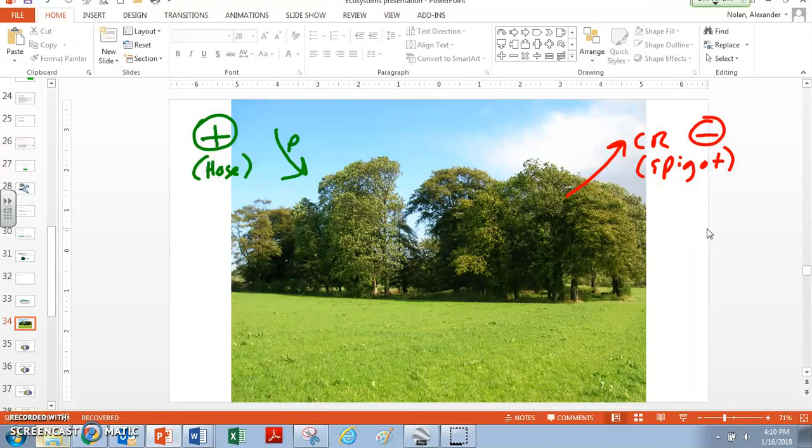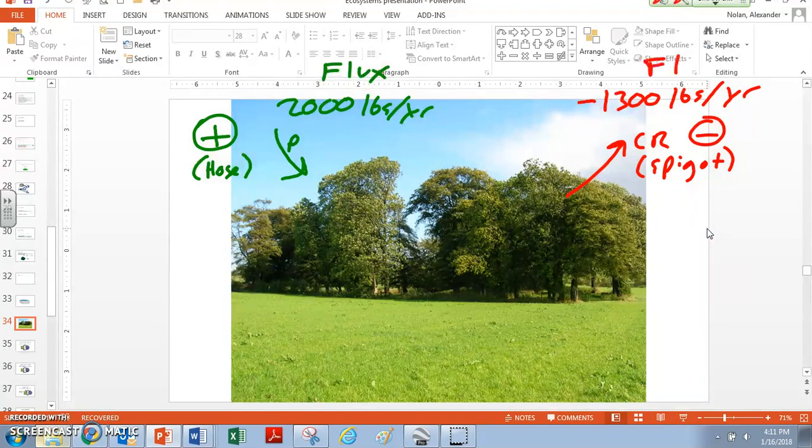So if we were to take a real-world example, let's say that photosynthesis over the course of a year adds 2,000 pounds per year to our forest. It's pulling 2,000 pounds of carbon out of the air. But at the same time, the forest is emitting, let's say, I'll take a different number than what we did in class, 1,300 pounds per year. So these are fluxes, right? This is my positive flux. This over here is my negative flux.